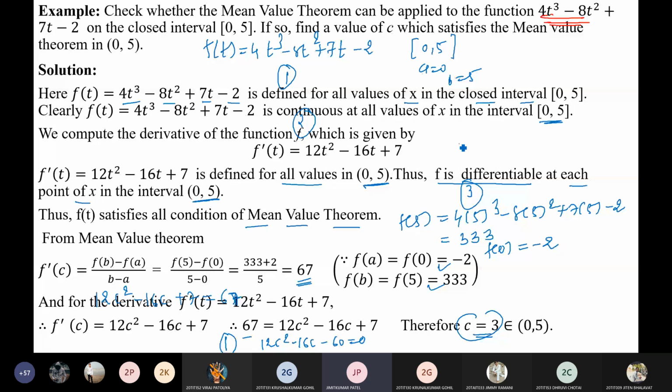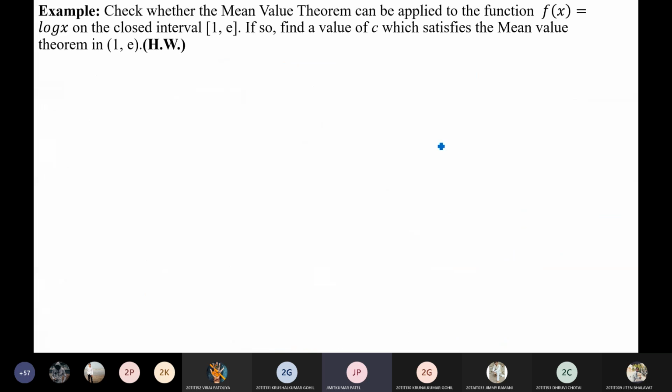Now think about the next example. Okay, what is my next example? Yes, this is the next example. Check whether the mean value theorem can be applied to the function f of x is equal to log x on the closed interval 1 to e. If so, find the value of c which satisfies the mean value theorem in 1 to e.